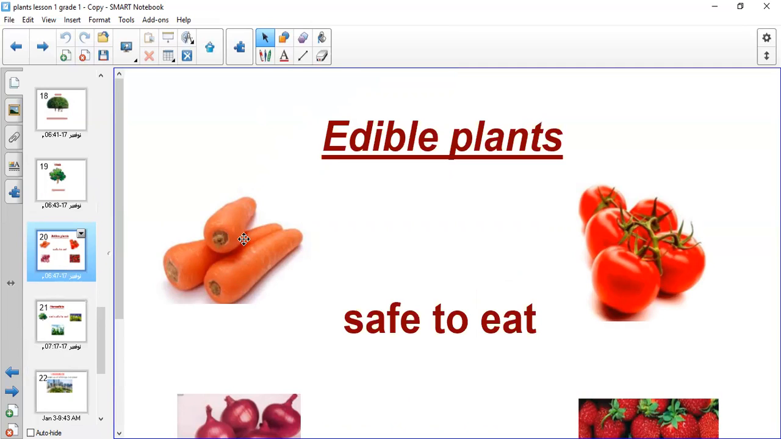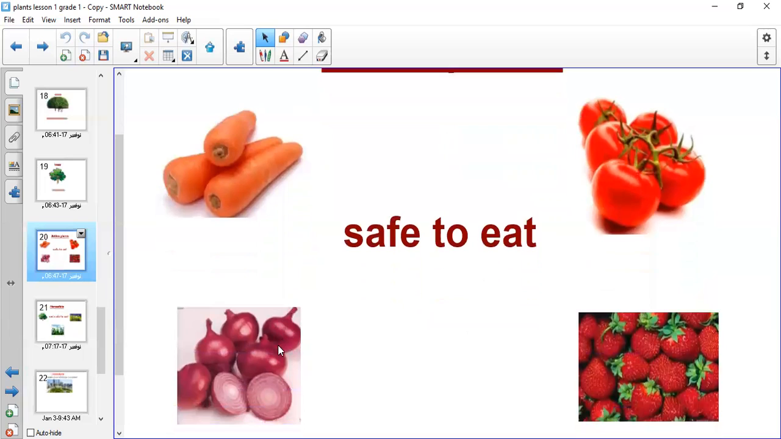They are called edible plants. The edible plants are the plants that you can eat, or they are safe to eat. For example, carrots, tomatoes, onions, strawberries. There are many examples of plants that we can eat, and we call them edible. Repeat after me. Edible plants safe to eat. Edible, safe to eat.